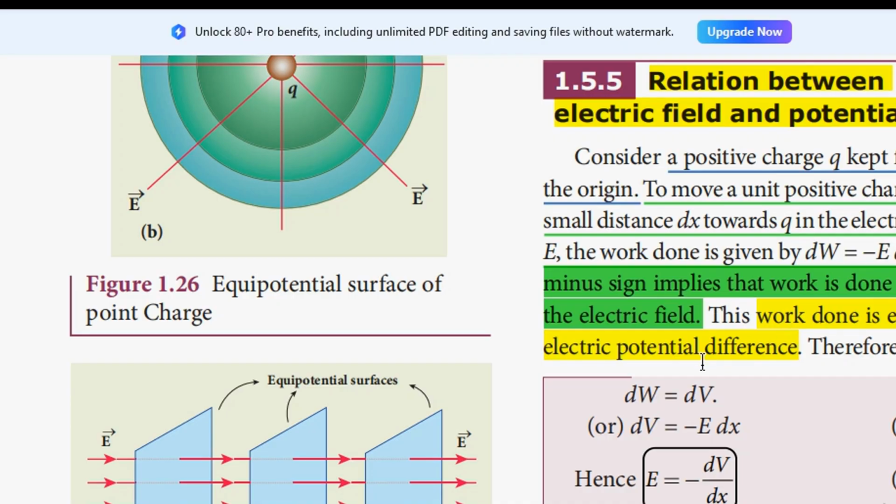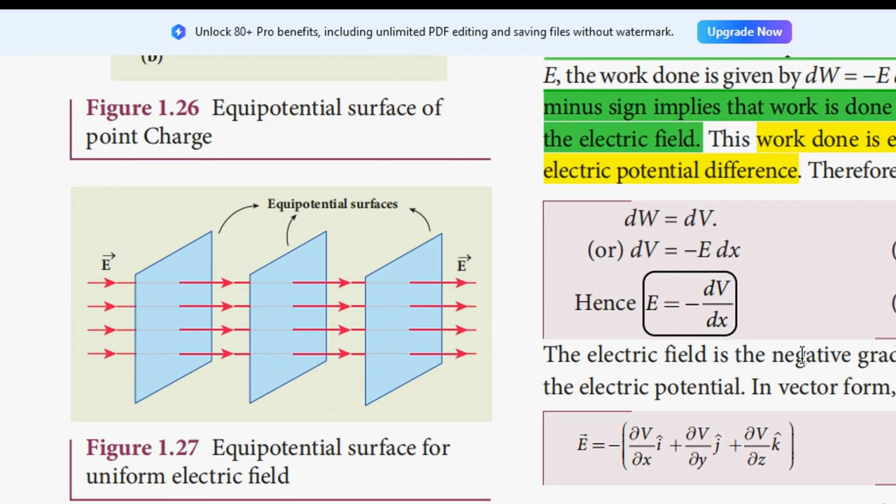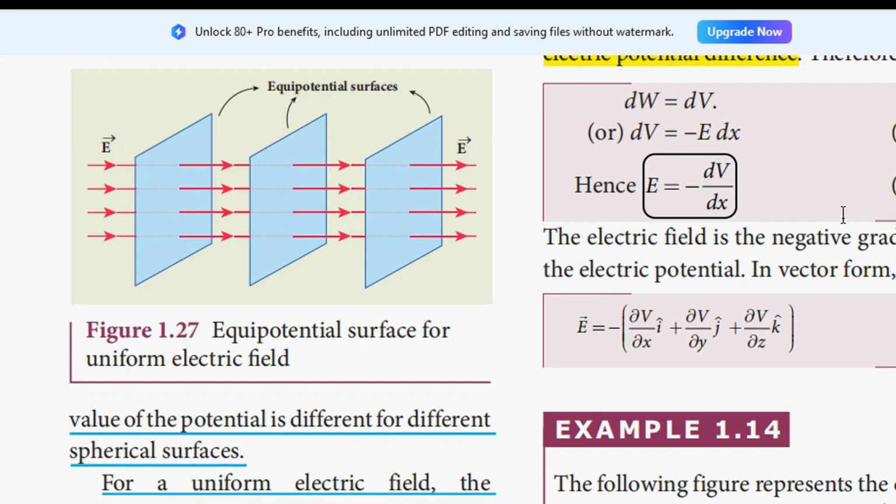This work done is equal to the electric potential difference. So we have the equation dW equal to dV, or dV equal to minus E dx. So E is given by minus dV by dx. The electric field is the negative gradient of the electric potential. So you can write like this in the vector form as given in 1.44, like this.